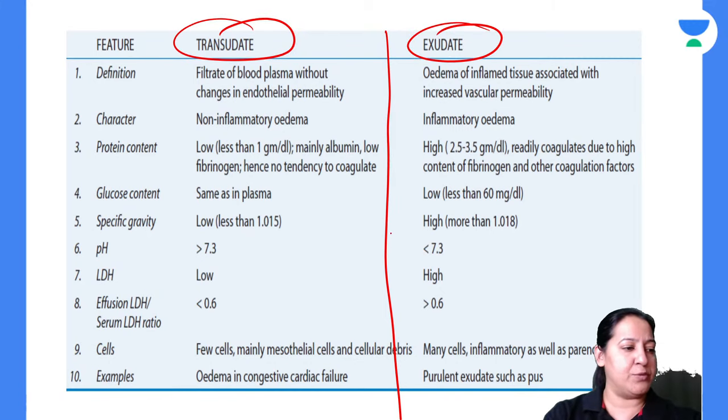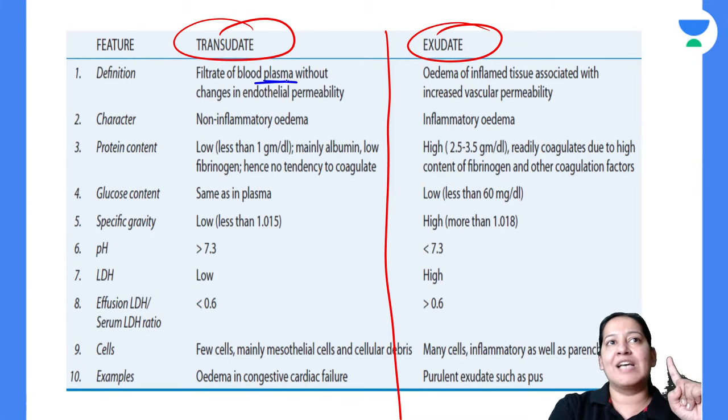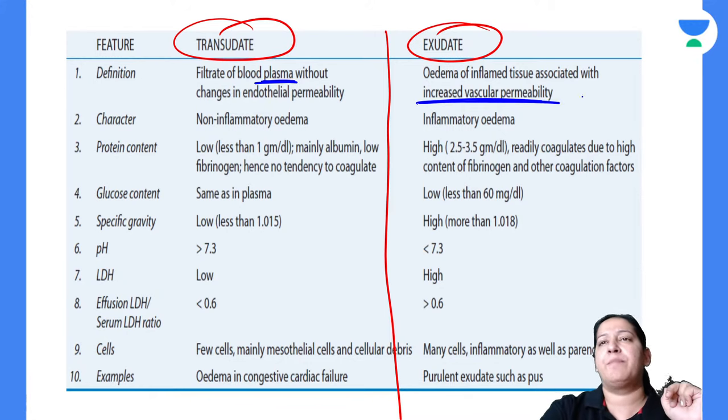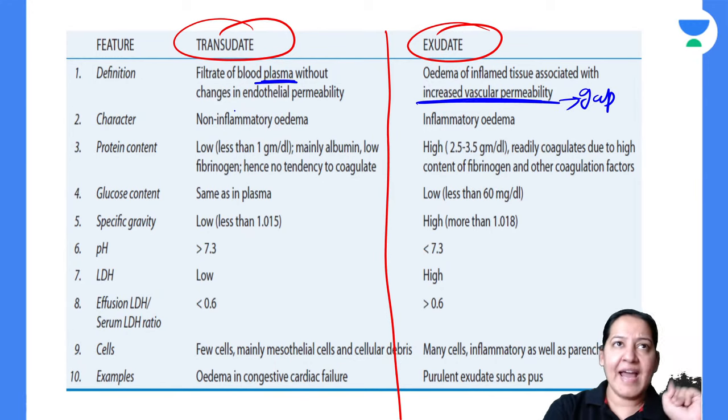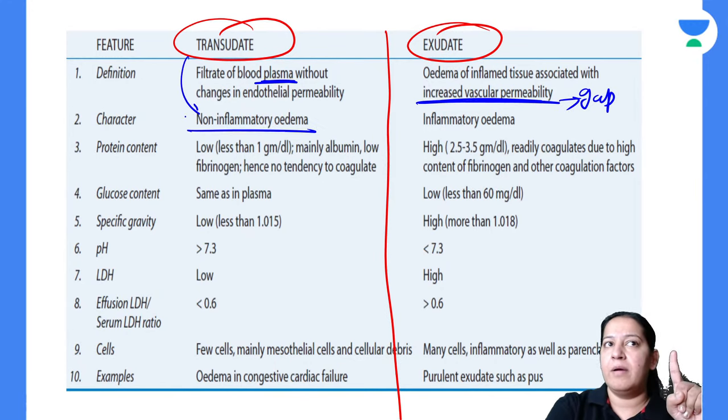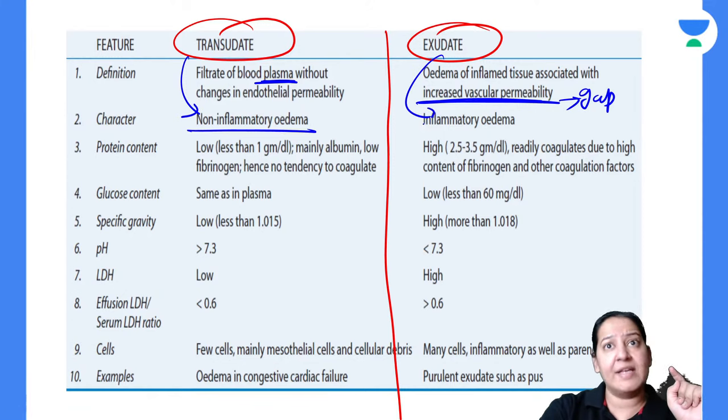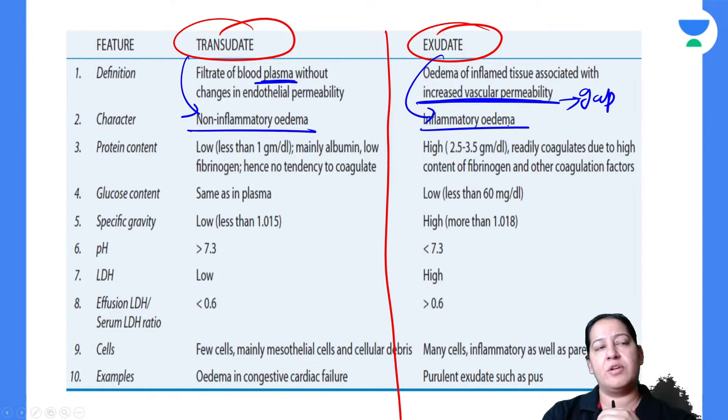See the differences between them. Transudate and exudate. In transudate, it is only plasma. In transudate, it is due to pressure changes. In exudate, it is due to increased vascular permeability, that is interendothelial gaps, interendothelial spaces. Can I say transudate is non-inflammatory edema? It is not due to inflammation. And exudate is inflammatory edema. It occurs in inflammation. Give me a thumbs up.